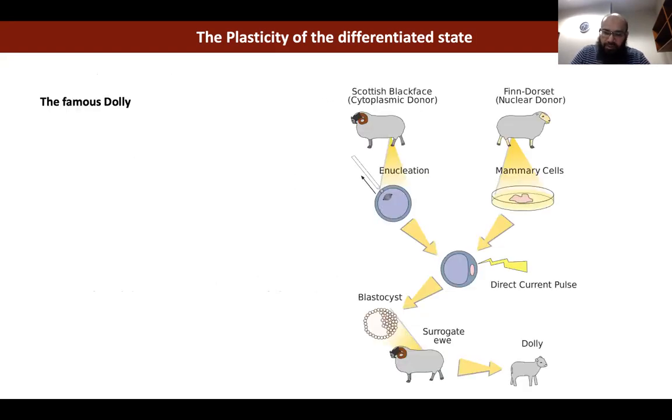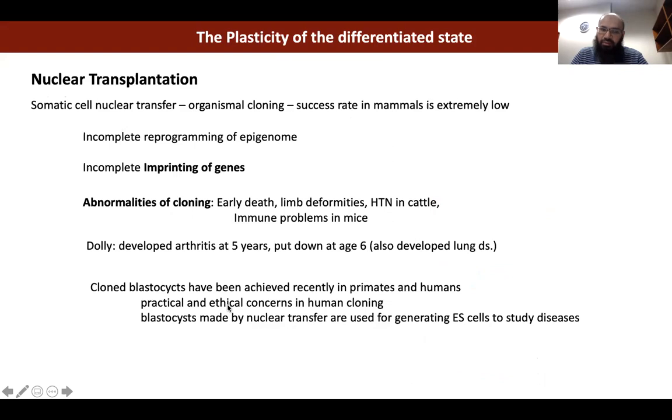So cloned blastocysts are this: you perform this somatic cell nuclear transfer with a human oocyte, and let it grow into a blastocyst, and then you can use this blastocyst. We will further see what could be the potential uses of somatic cell nuclear transfer. But recently, cloned blastocysts have also been achieved in primates and humans.